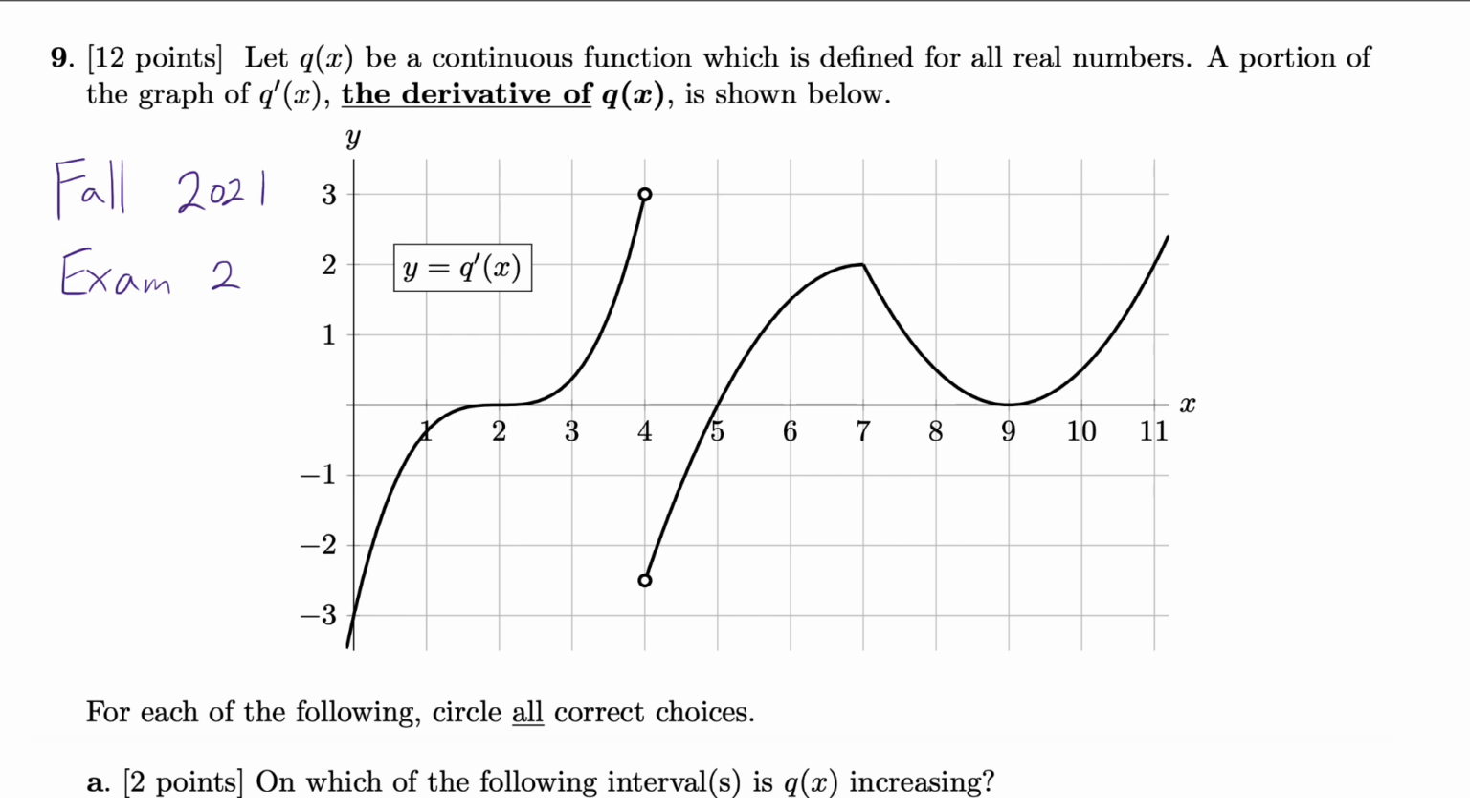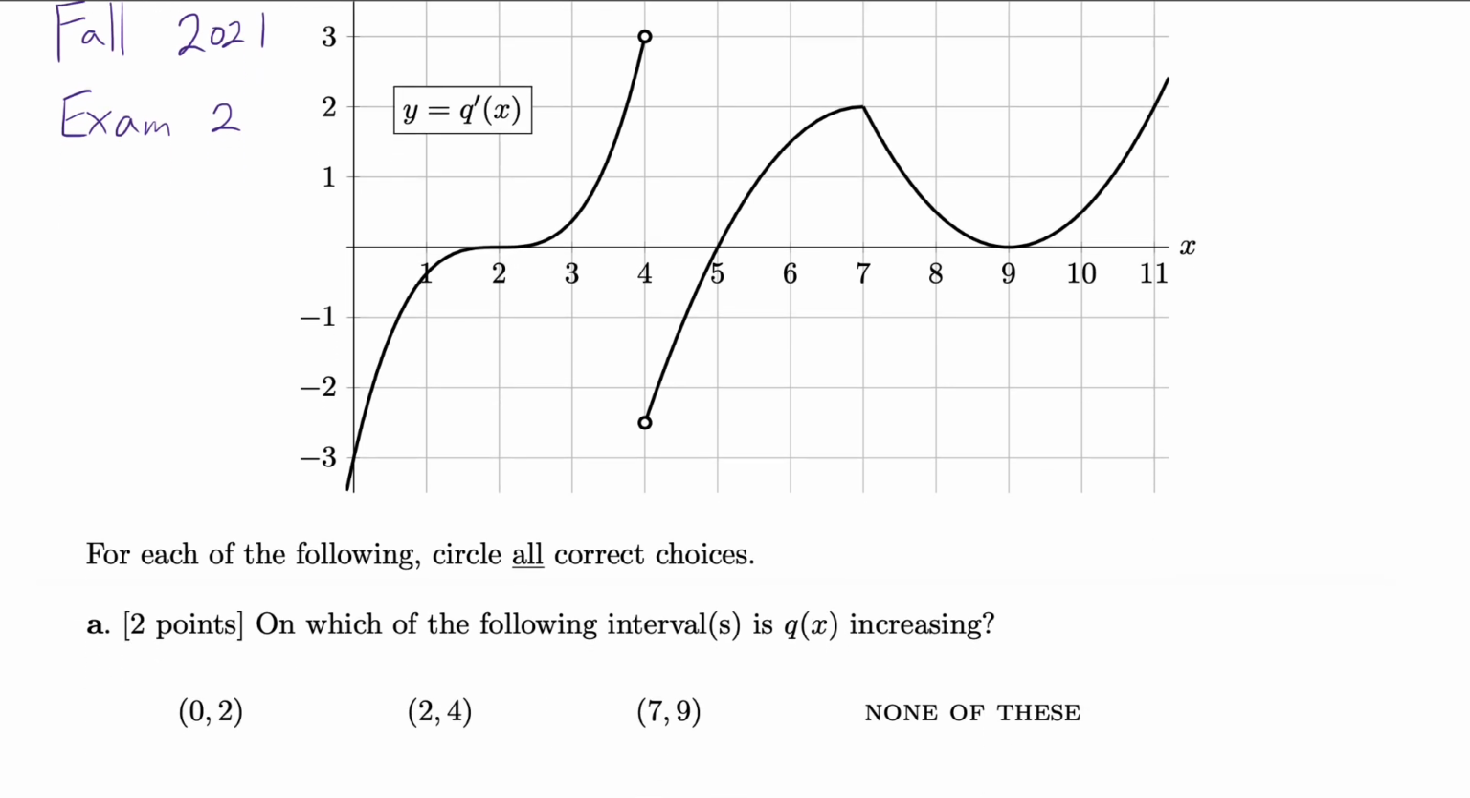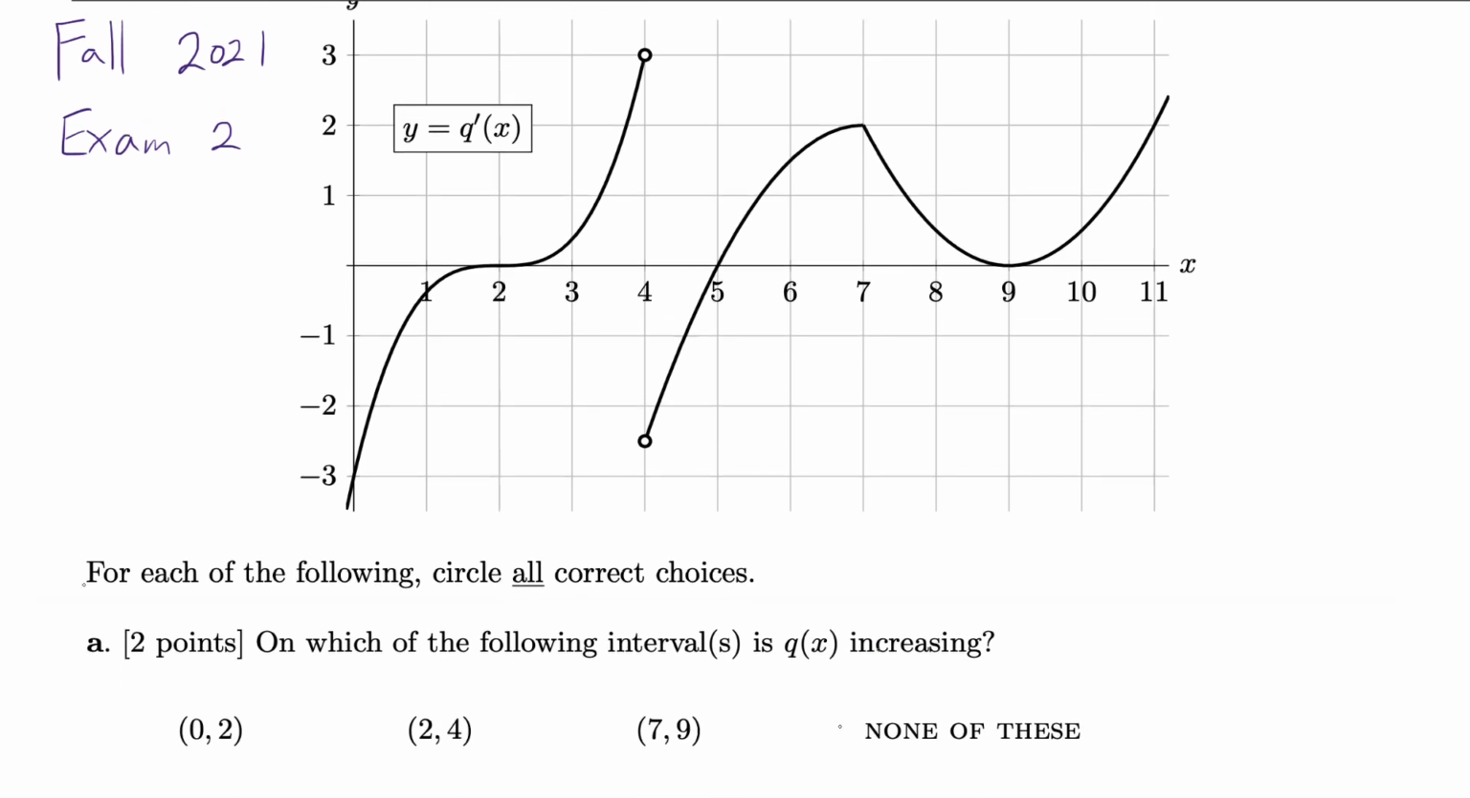Let's take a look at part A. On which of the following intervals is q of x increasing? And again, make sure you read the question. You want to circle all correct choices here. So there might be more than one choice. And of course, there is also none of these in case none of the choices are correct.